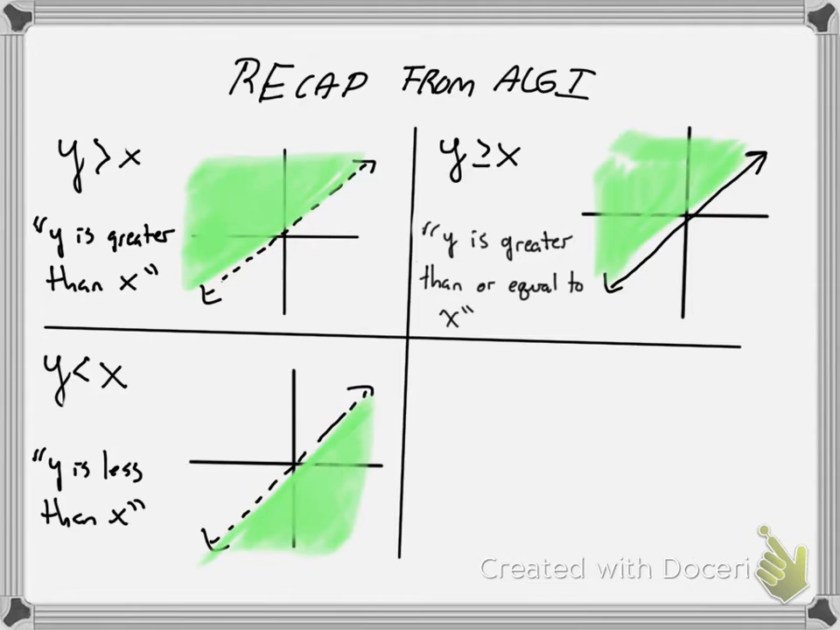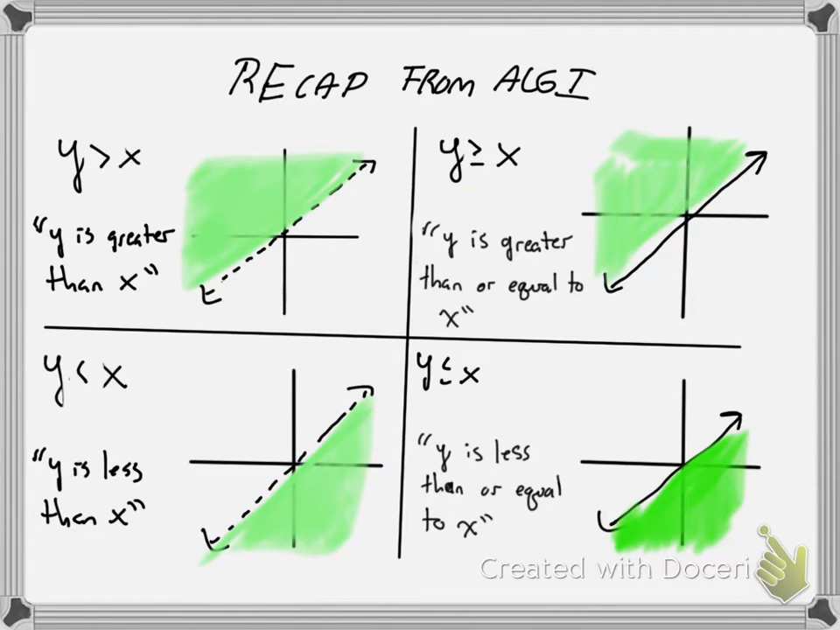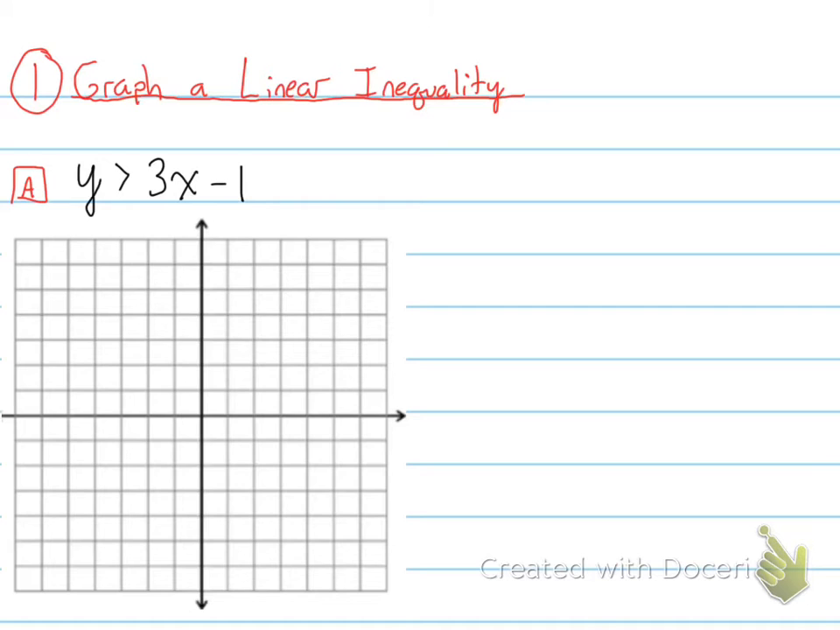Greater than or equal to, I have a solid line shaded above. Less than or equal to, I have a solid line shaded below. So if I want to graph a simple linear inequality, it's the same thing as graphing a regular line. I just need to add two steps in the end. I need to ask myself, do I have a dashed or solid line? Basically meaning, do I include that line in my solution? And do I shade above or below?